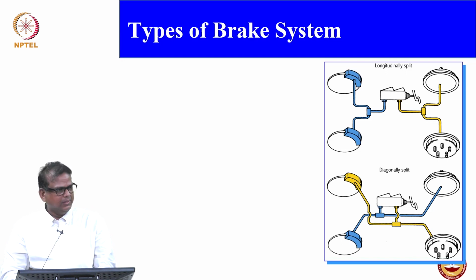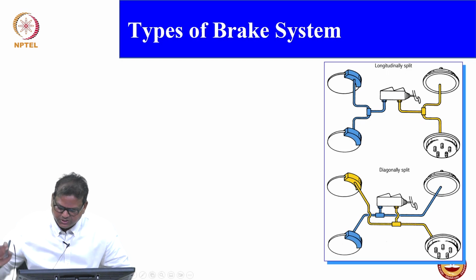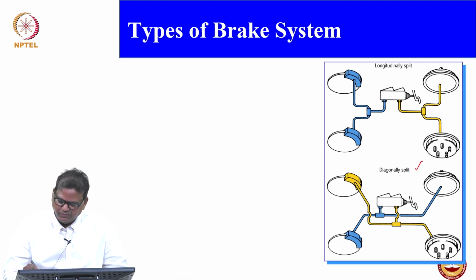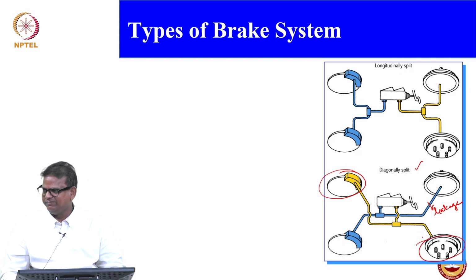Diagonally split one is the best one. Let me explain why I am saying that. Even due to some improper thing, assuming that you have a leakage here in this pipe, if you have leakage, at least with the support of one front wheel and one rear wheel, I am able to balance the vehicle.